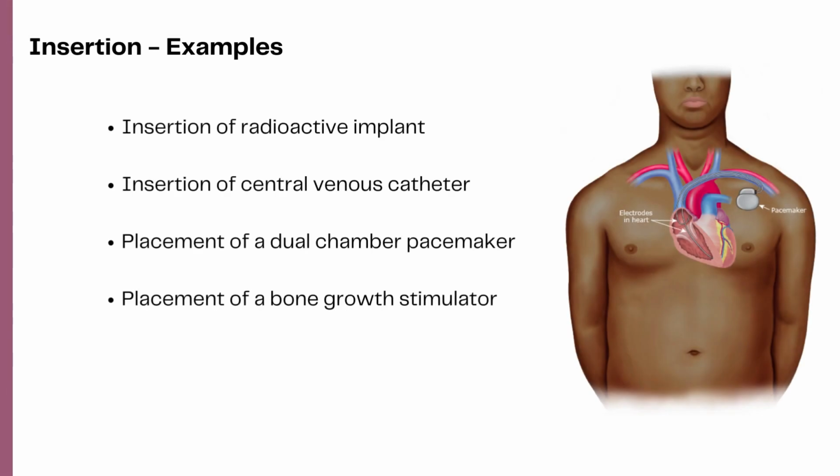So, these are examples of procedures that are coded under the root operation insertion. Insertion of radioactive element or implant, insertion of central venous catheter, placement of a dual chamber pacemaker, placement of a bone growth stimulator. These are a few examples that are coded to insertion as the root operation.